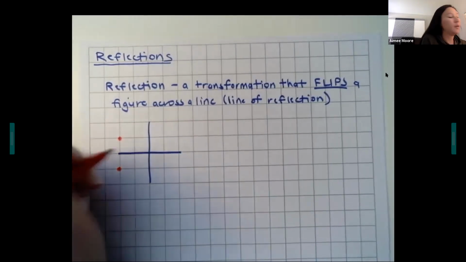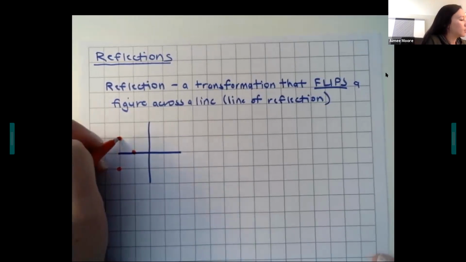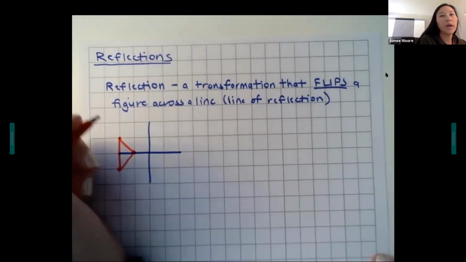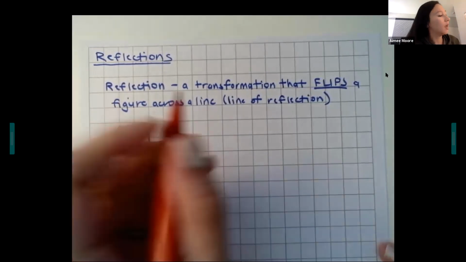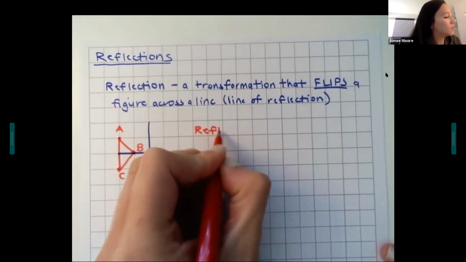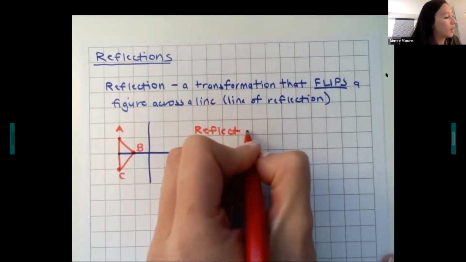Okay. So they're going to give you a figure like this triangle and tell you where to reflect it. So we have A, B, C. And I want you to reflect across the y-axis.